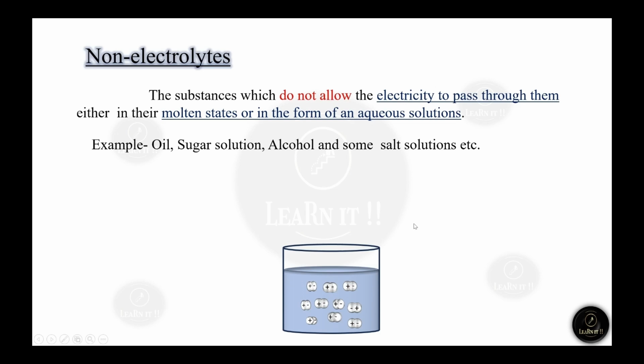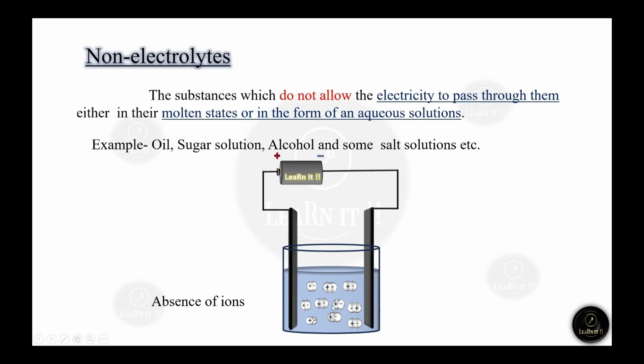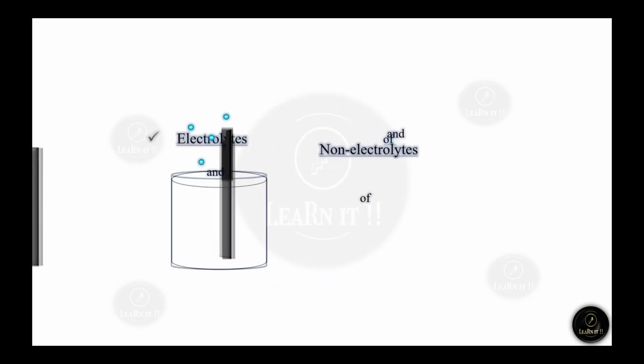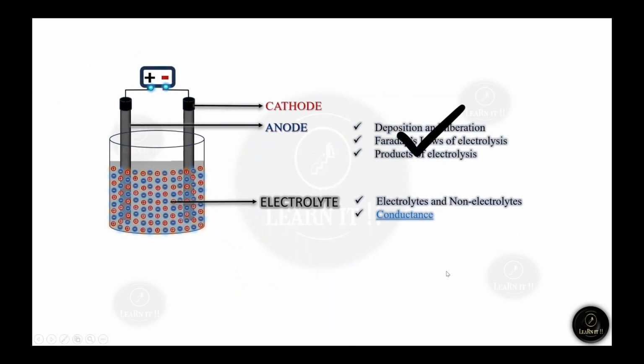In non-electrolytes, there is an absence of ions. So there are no ions, so there are no charge carriers. When we pass electricity, as there are no charge carriers, they do not conduct electricity. Some salt solutions include solutions of barium sulfate or silver chloride, AgCl. They do not contain ions, so they do not conduct electricity and they behave as non-electrolytes. So this completes our electrolytes and non-electrolytes part.